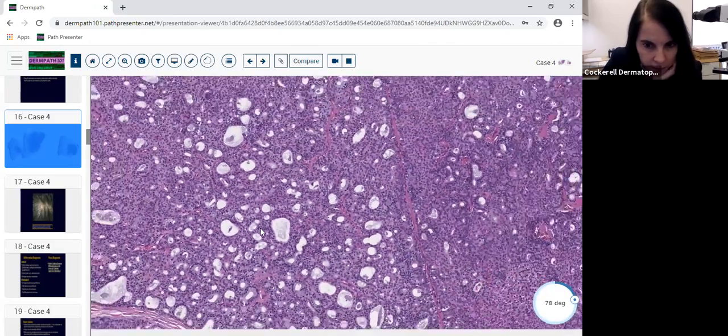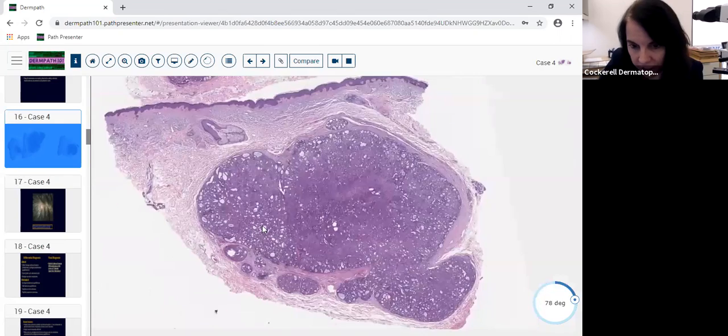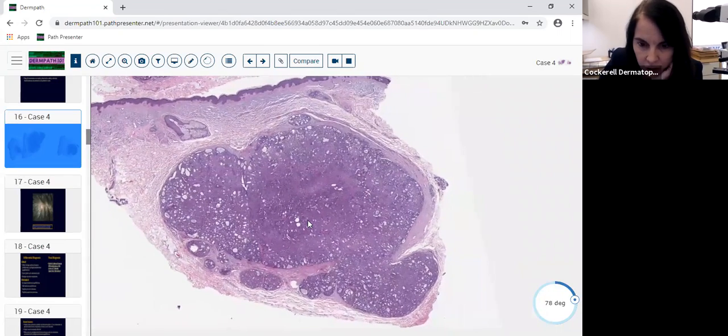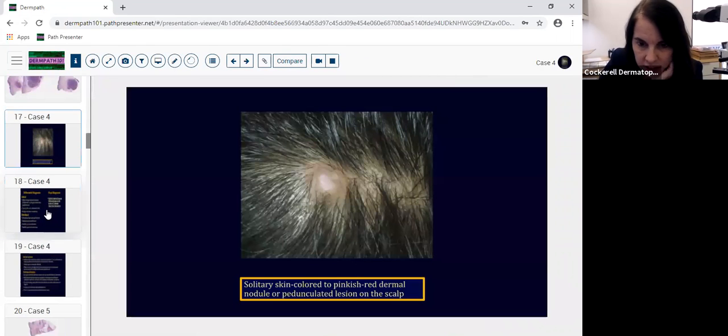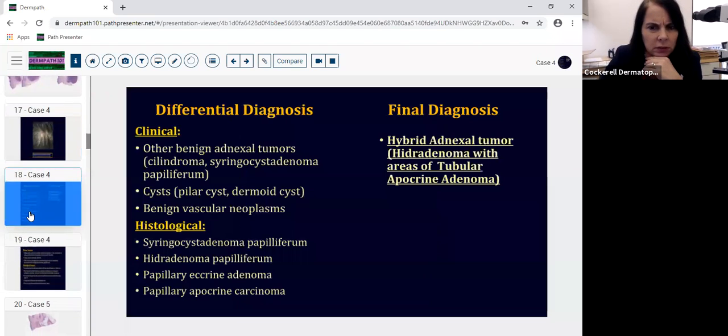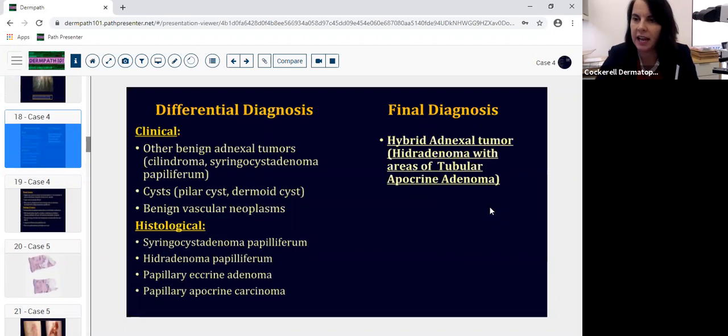And this lesion is a hybrid adnexal tumor, which is showing features of a nodular hidradenoma as well as a tubular apocrine adenoma. Clinically, most of the time they appear on the scalp as a pinkish to red dermal nodule, sometimes pedunculated, but usually more of a nodule. Again, this was a hybrid adnexal tumor, hidradenoma with areas of tubular apocrine adenoma.